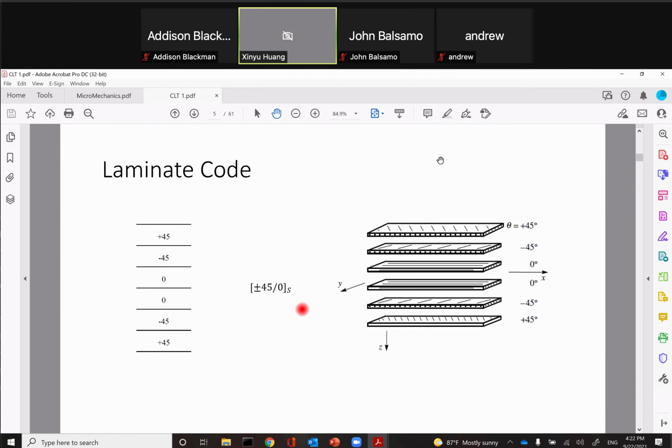You see this code as well. This means symmetric. This means that this plane here is a symmetric plane. So you have plus minus 45, 0, and then 0, minus plus 45. Plus minus 45, 0, that's this. And then symmetric means 0, minus 45, plus 45. See, if you draw an axis over this direction, top and bottom are symmetric. You see the symmetry?